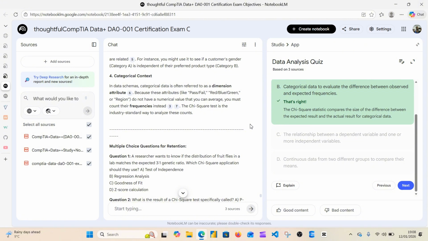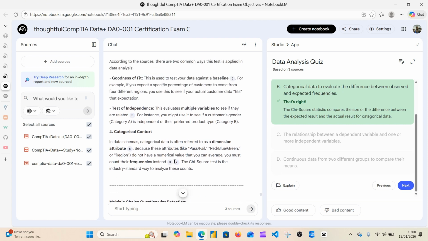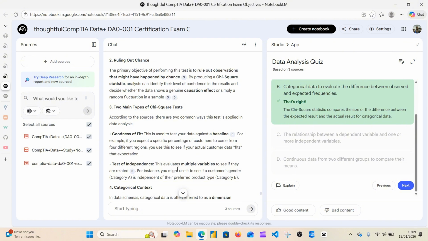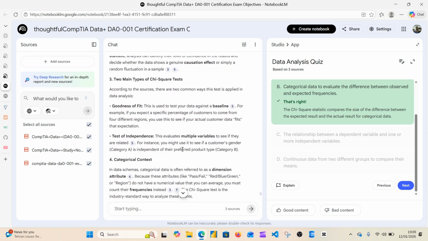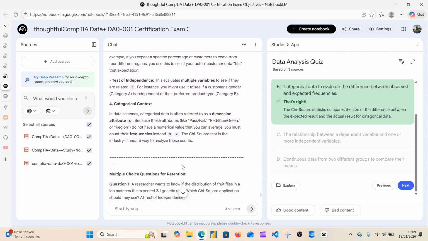Alright. Wants to know if the distribution of fruit flies in a lab matches the expected genetic ratio. It's interesting. I'll say goodness of fit because it's used to test your data against a baseline. If you expect a specific percentage of customers to come from different regions, yeah, I'll go with goodness of fit.